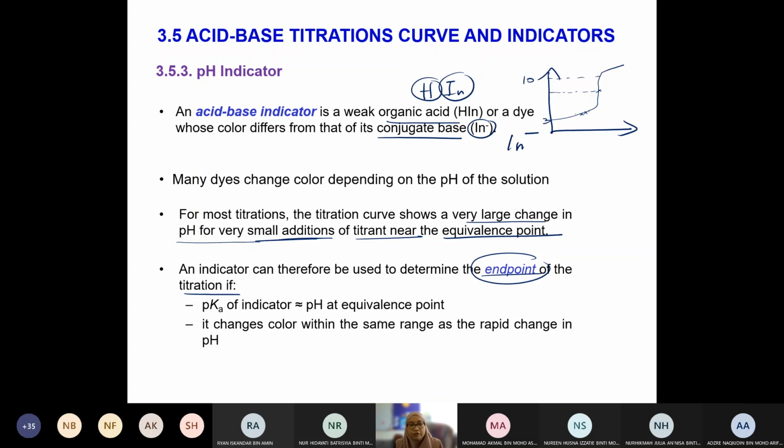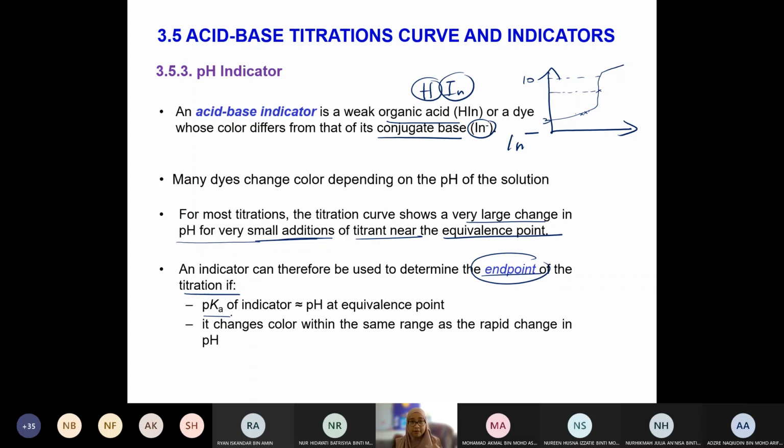Okay, so as you know, we have a lot of indicators. So how do we choose which indicators are suitable with our acid-base titration? Kita ada banyak acid-base kan? So kita nak pilih the best indicator for our acid-base titration. So how do we choose? How do we select our indicator? Tips number 1. Okay, we are going to be based on the pKa of the indicator.